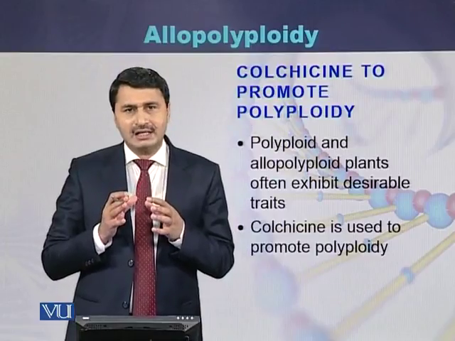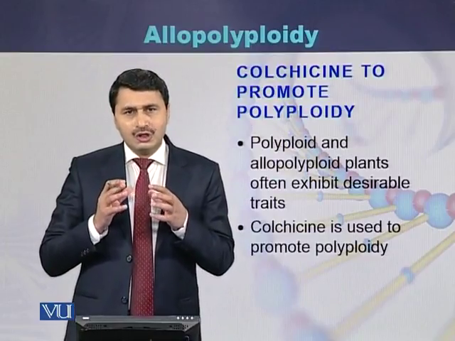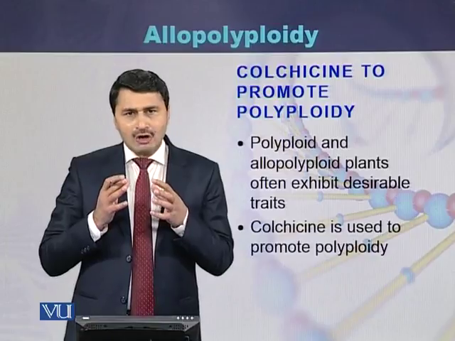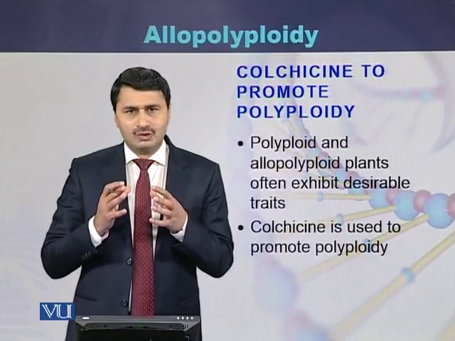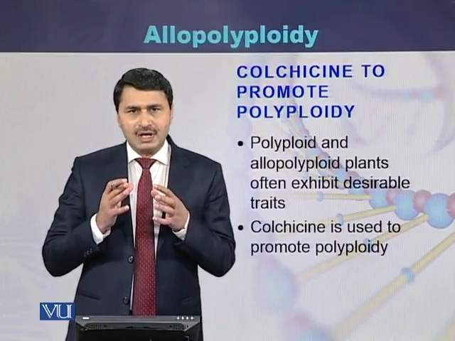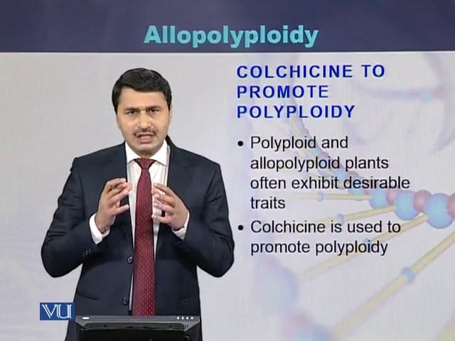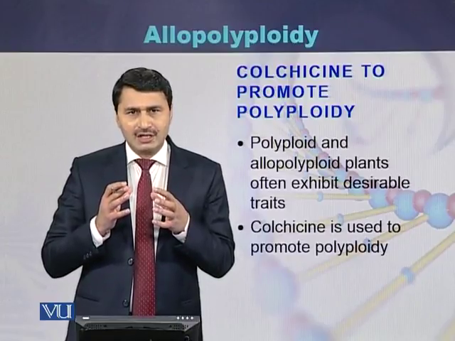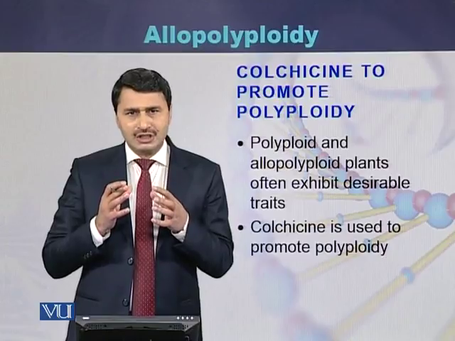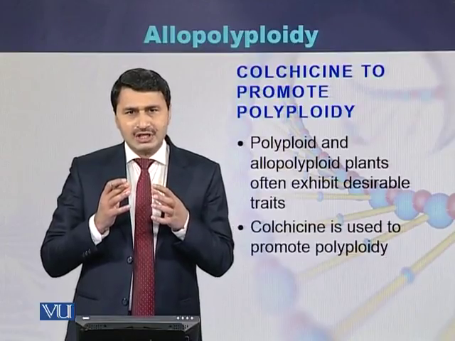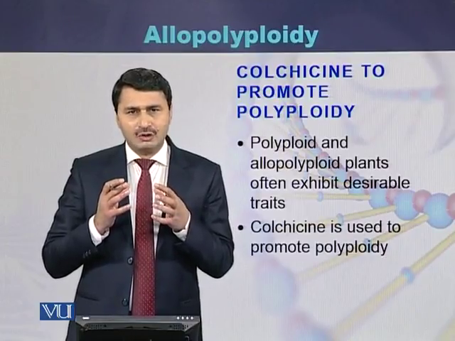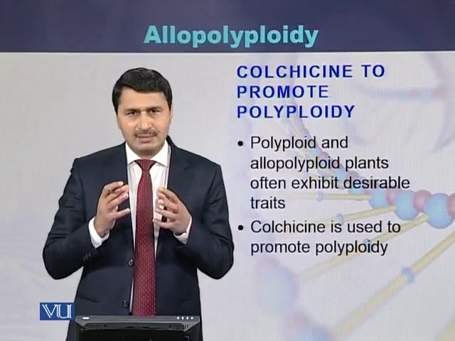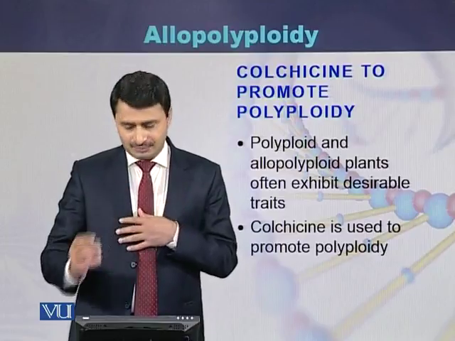Colchicine is a chemical which is usually used to promote the non-disjunction of chromosomes. This is a phenomenon usually adopted in plants, because by using colchicine in plants, certain desirable traits or phenotypes or characteristics can be achieved.